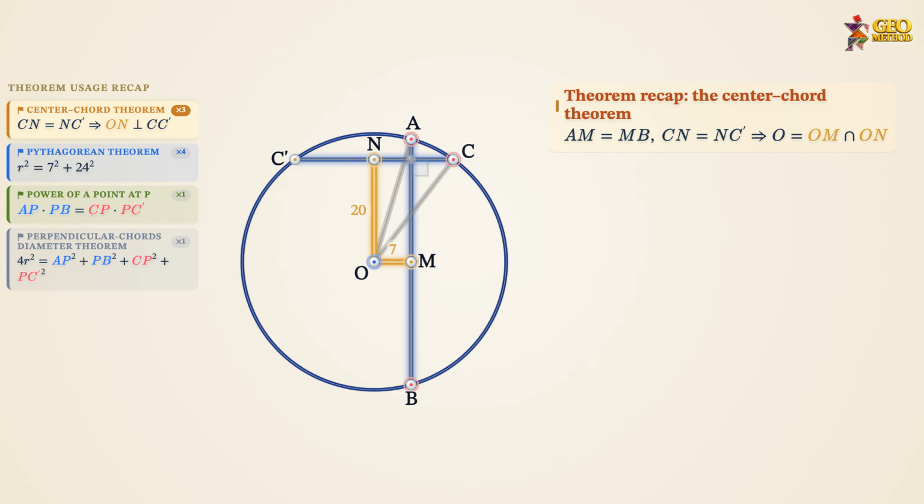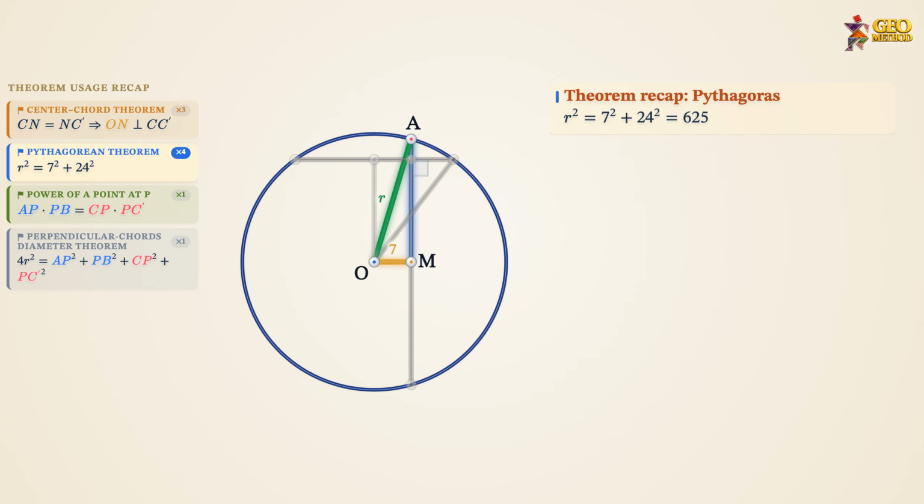The center chord theorem was used 3 times, once in the coordinate method, then once for each chord in the direct geometry method. Its quick contribution is simple. The two chord midpoints draw two perpendicular bisectors, and their intersection is the center O. Pythagoras was applied 4 times across the two full methods. The memorable final use is the 7, 24, 25 triangle. 7 squared plus 24 squared equals 25 squared.